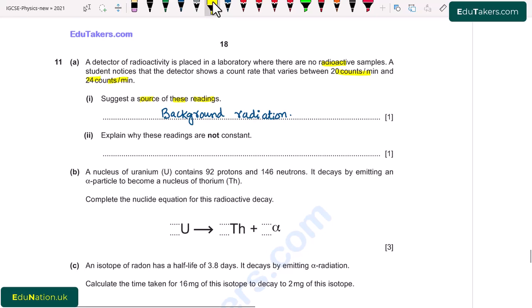Part 2. Explain why these readings are not constant. As in the question, it is said that the count rate varies between 20 to 24 counts per minute. So here we have to tell why these readings are not constant. Radioactive decay is a random process, we cannot predict it. That's why there is a variation in count rate. I write here radioactive decay is random.